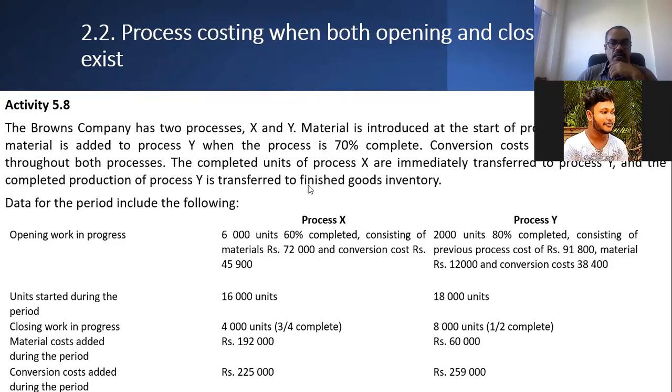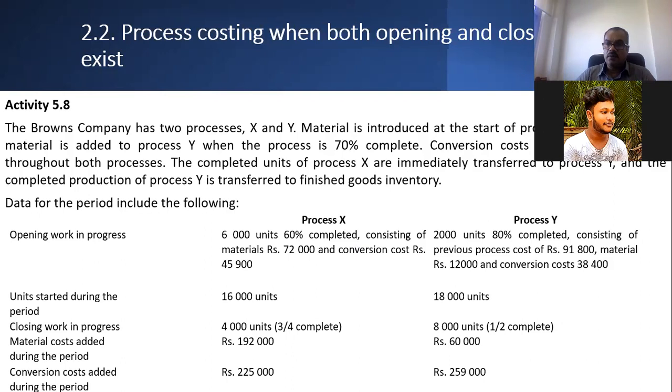So this particular company has two processes, process X and Y. Finished goods of process X are transferred to process Y. The material is introduced at the start of process X, and additional material is added to process Y when the process is 70% complete. That means the cost of additional material introduced in process Y should be applicable only for the finished goods.